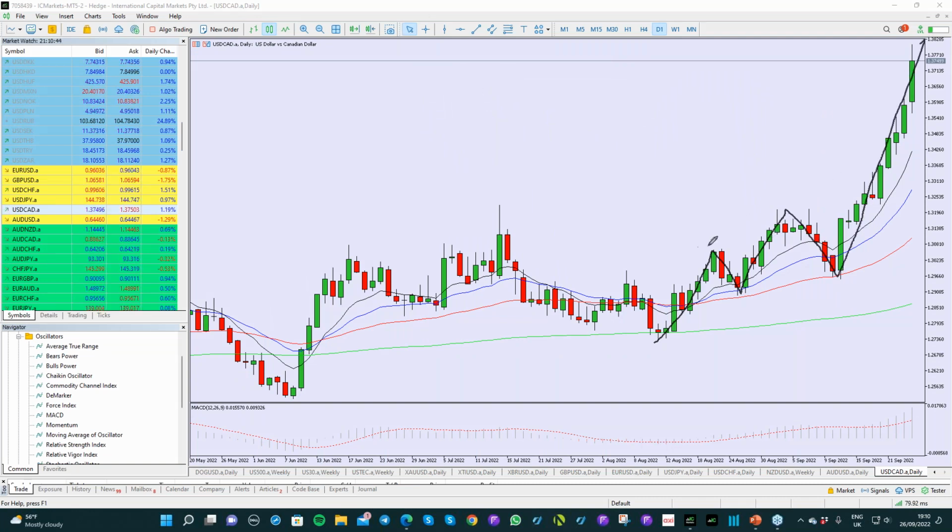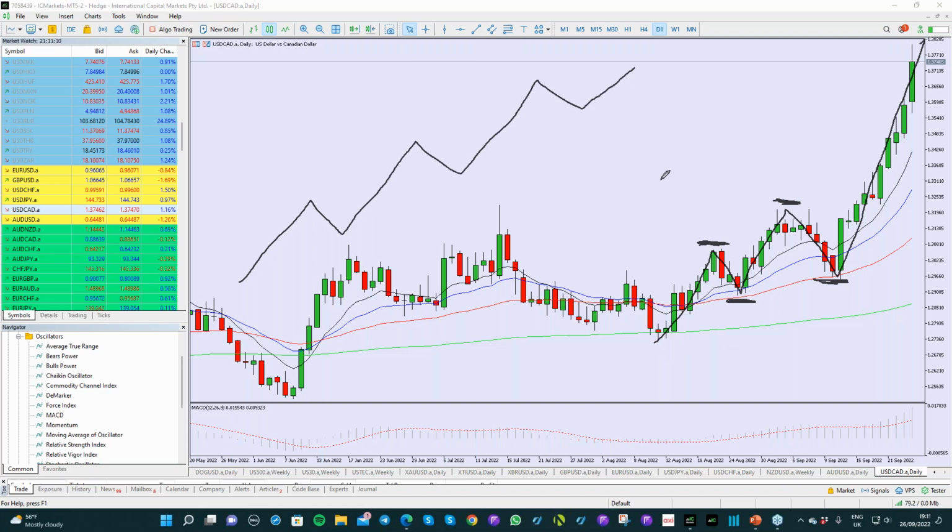So there, for example, we can see here a high, and there's a higher high. Here's a low, and here's a higher low. And so that tells me that this particular currency pair, dollar CAD, on the daily time frame is in an uptrend. The definition of an uptrend is a series of higher highs and higher lows. The definition of a downtrend is the opposite, lower highs and lower lows.